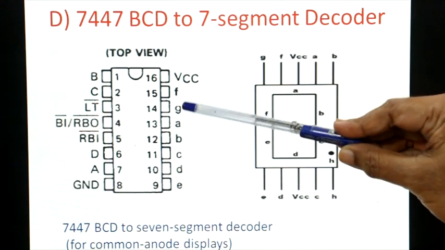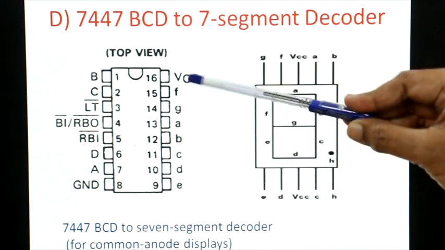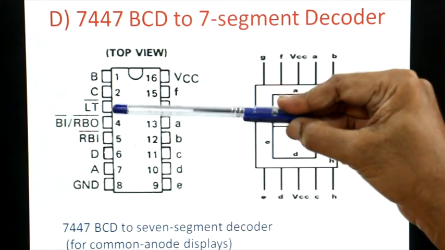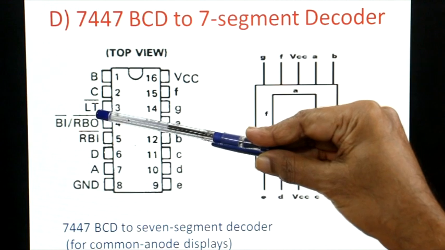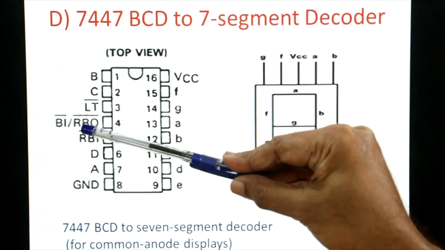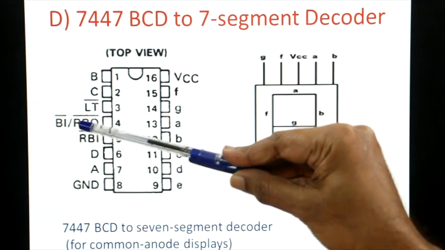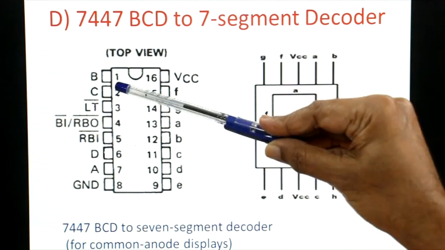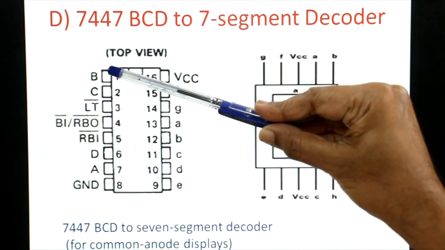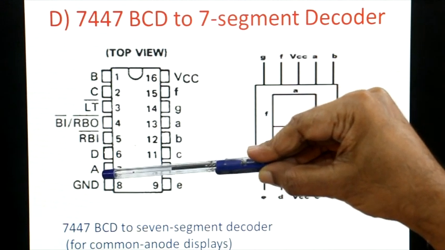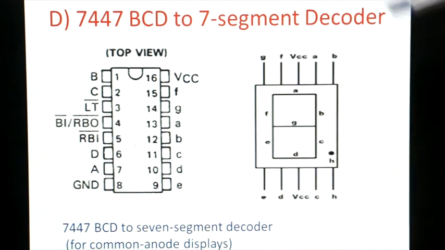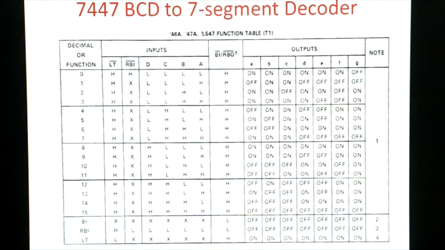All the 7 segments are coming here. You have VCC and ground, and you have some other inputs. We will not worry much about it, but LT is for what is called lamp testing, and BI is for inhibiting and ripple blank output and so on. So these you can see here, these 4 BCD inputs, or DCBA. You can see all of them. So let us look at the function table to understand how they work.